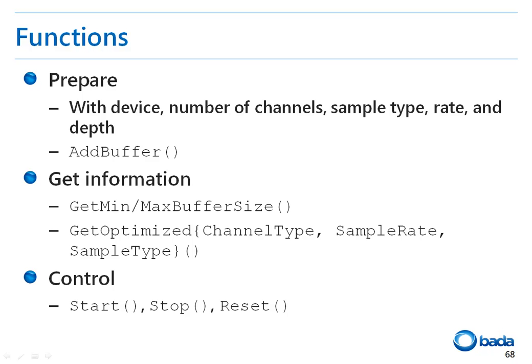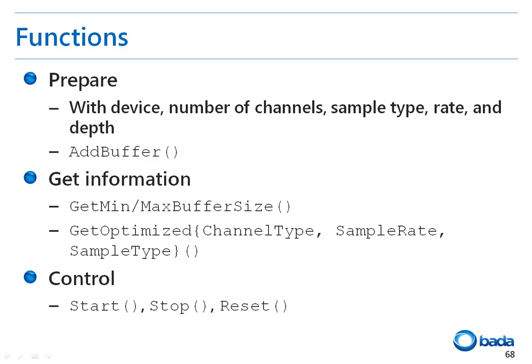In the process of preparing AudioIn, you have to specify the recording source device, the recording audio as either mono or stereo, the sampling type, the sampling rate, and the sampling depth. In the last preparation step, the function to add a buffer for the recording is provided. There are also various get functions. These functions get the minimum and maximum buffer size for recording, and get the type, sample rate, and sample type of the channel optimized to the features of the device.